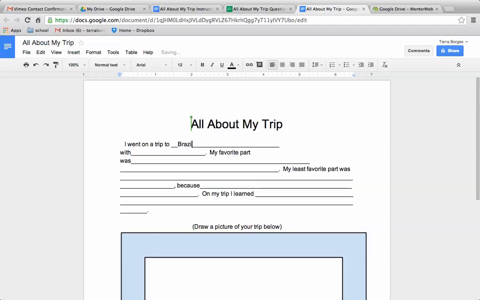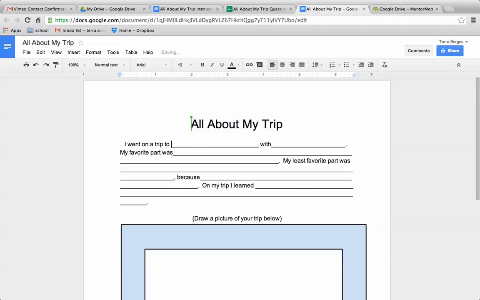Like if I was going to write this, I would say I went on a trip to Brazil. I would be typing this information. And then with your parents' help, they're going to get rid of all of the lines, so it will just be written together. I just left the openings of the lines so you would know where to write. So I would say I went on a trip to Brazil, and then I would say with, and in this spot here, I would write my family, because that is who I went on a trip with. And then I would just delete the rest of the lines.